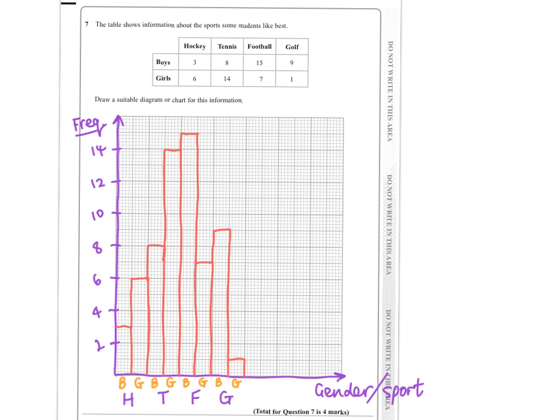Then I've labelled this one frequency, and I've gone up in 2s, 2, 4, 6, 8, 10, 12, 14. This would be 16 here, so 15 would be halfway. And then I've clearly just put in boys hockey 3, girls hockey 6, and so on for tennis, football and golf. So it's like a bar chart, but it's a comparative bar chart, and I'll write that word down for you. Comparative bar chart, because then you can quickly see how boys and girls differ with hockey and tennis and so on. Okay, so I would probably use a ruler for this in the exam and maybe write these out a little bit more in full down the side. Okay, so that's question 7.